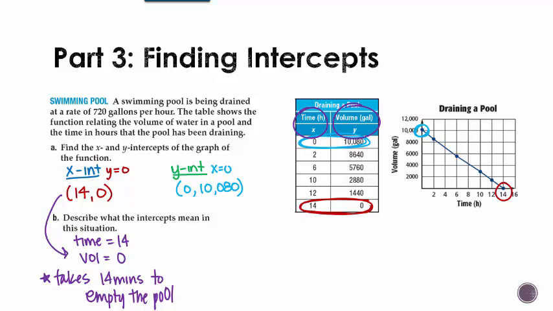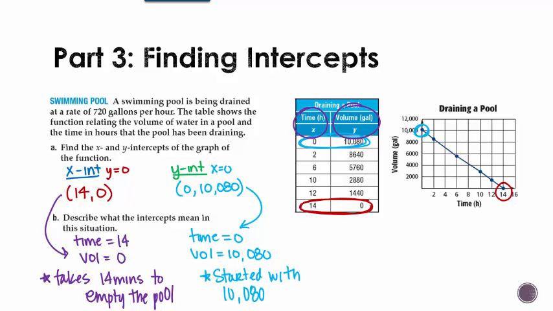Has no more water in it. This one over here is kind of the opposite. Time at this point is 0, and the volume is this giant number. So that means when we started with 10,080 gallons of water.